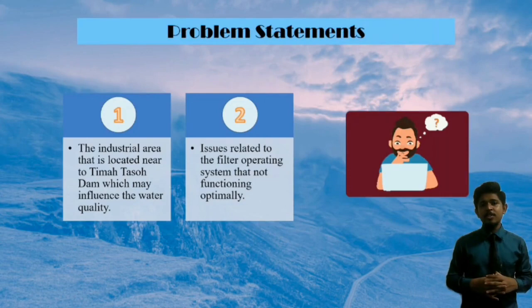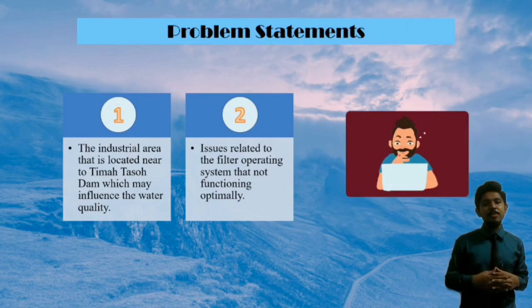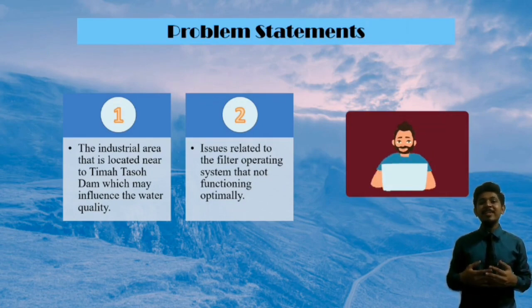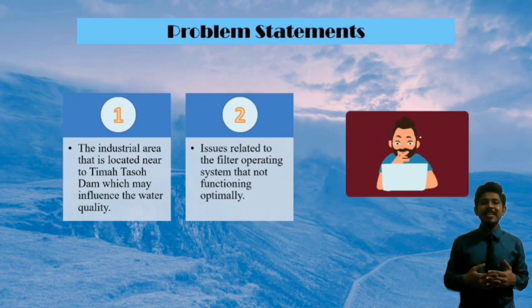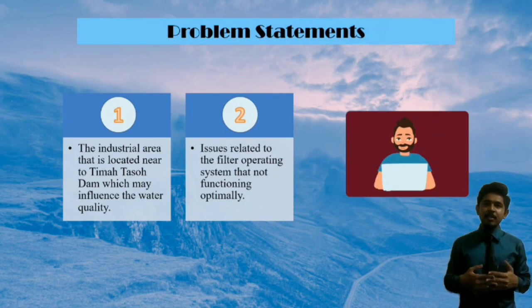Problem statement. There are two problems that inspired me to do this project. First is the location of the industrial area, which is close to the dam and has the potential to affect the level of water quality because of human activities. Second, some issues have been reported related to the water treatment system not functioning optimally, which can also lead to water contamination.